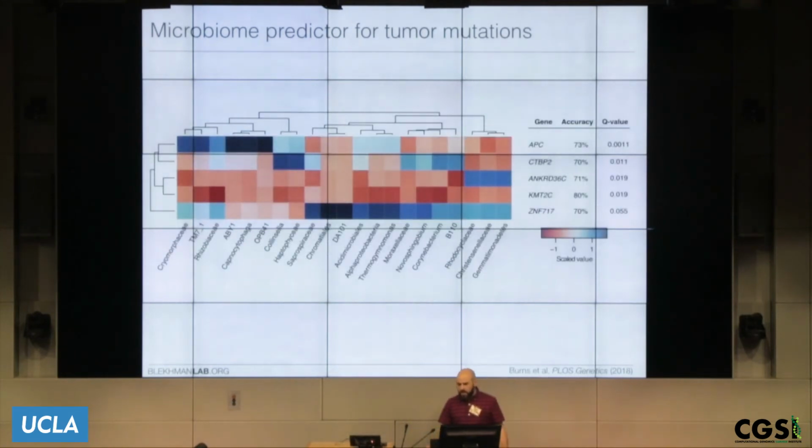In addition to APC, we tested the 10 most frequently mutated genes in our cohort, and we saw that out of these 10, for the top 5 of them, we can get a significant prediction. Again, just based on the microbiome, with this accuracy here, we can say whether a tumor has or doesn't have a loss of function mutation.